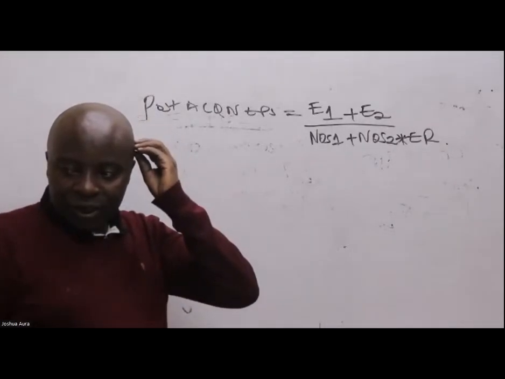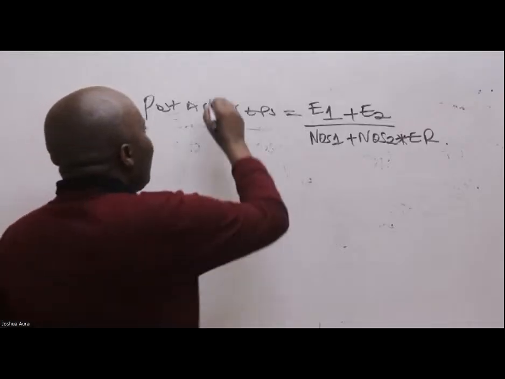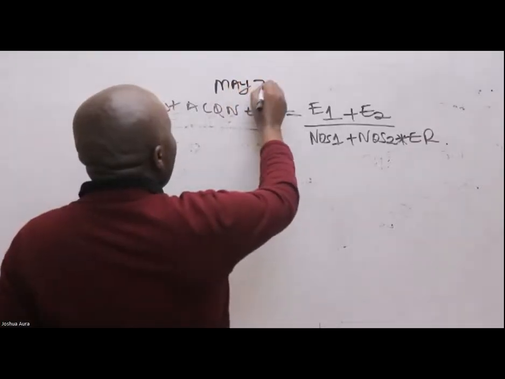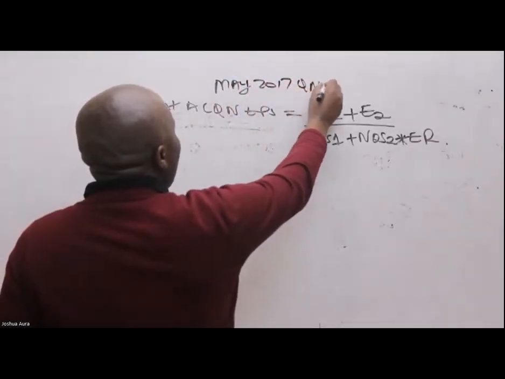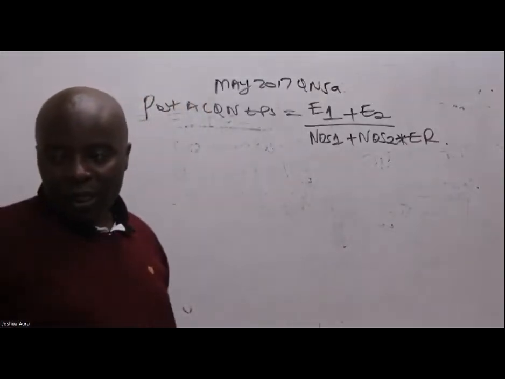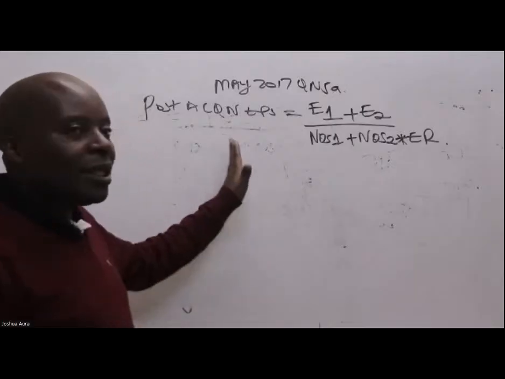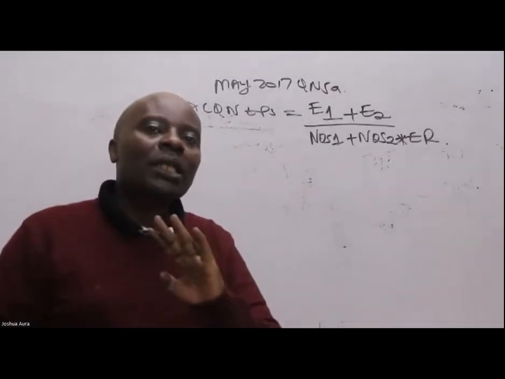Multiplied by the exchange ratio like that. They're saying, Mwalimu, it is May 2017, question number 5A. Thank you very much. So once I write like this, your examiner is merciful.